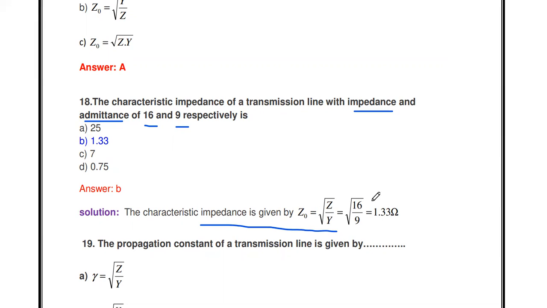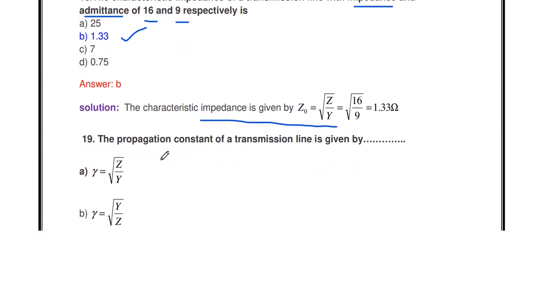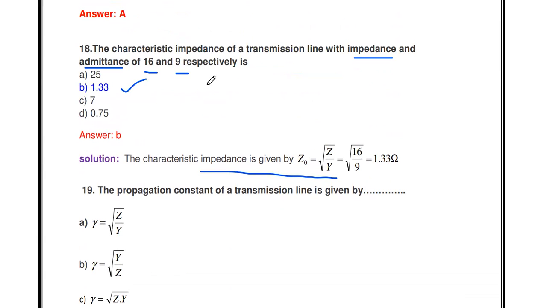What is the value of Y given? 9. So square root of 16 divided by 9. So the answer is 1.33 ohms. So here the answer, 1.33 ohms, is the characteristic impedance. Similarly, there may be a possibility of giving any value of impedance and admittance. Sometimes the impedance and admittance can be given as complex quantities also. Okay, so you can do that division using a calculator and find the answer.